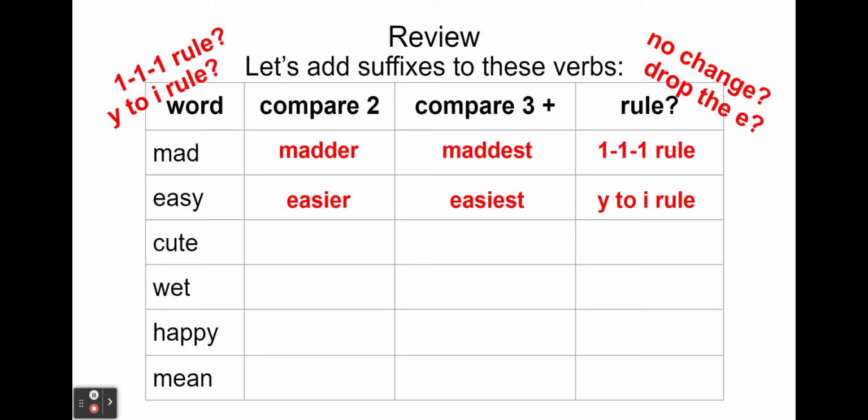All right, ready to check it? Cute, cuter, cutest. And what rule did we use? We dropped the E to add the er and the est. Nice job. All right, wet.